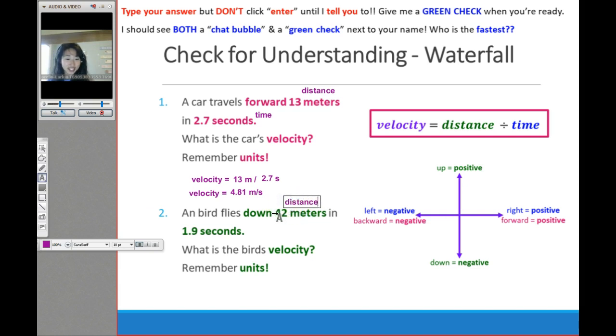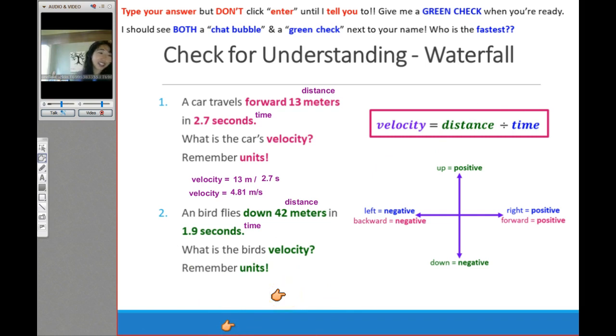Yes, this is our distance, which means that the 1.9 seconds would obviously then be our time. So remember, you're going to need to plug that into our equation. Put the distance first, and then divide it by the time second. All right, go ahead. Tell me, what is the velocity? Please include units. Don't give me naked numbers. Please include these velocity units, meters per second. Go ahead, get me your answers in the chat box.